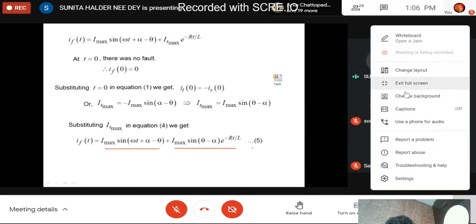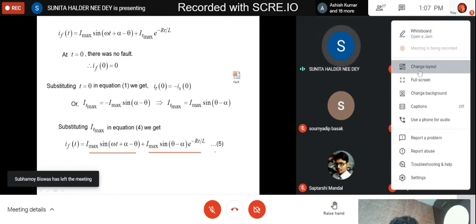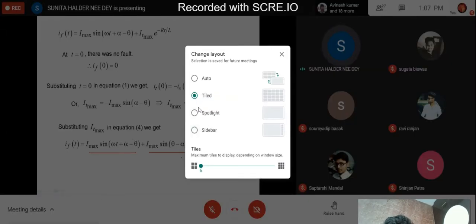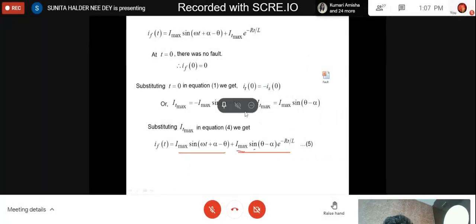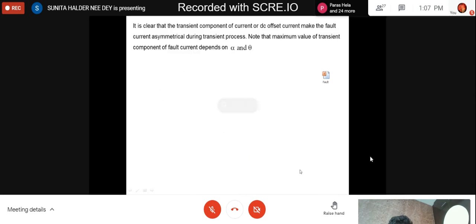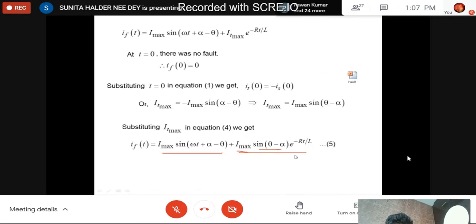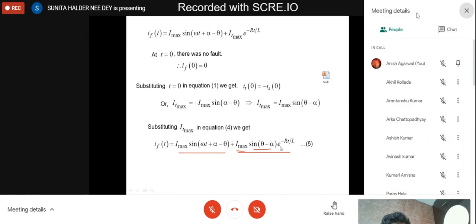But in AC, since it has a reactance and along with that it may have a phase angle with respect to the reference phasor, the magnitude of the transient part is not only Imax; along with that there is a component sine theta minus alpha. Obviously this sine theta minus alpha is constant for a particular system or a particular fault. Then the transient component, since it has a component e to the power minus Rt by L, will make the current asymmetrical.